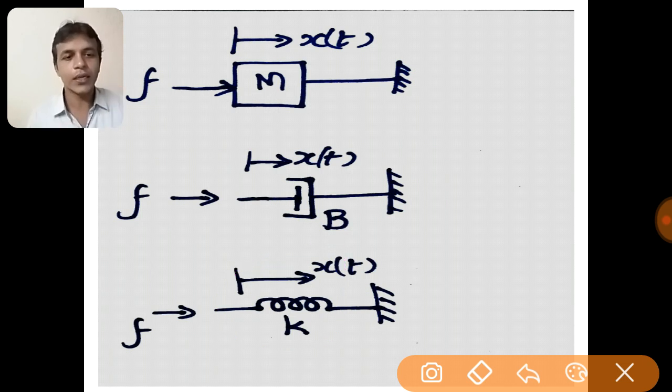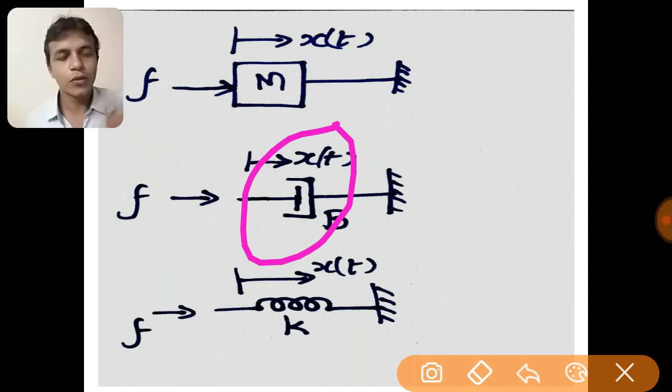The next one is dashpot. We know what mass is and we know what a spring is, but regarding dashpot, we are not much familiar with it. Here dashpot and spring work together in real-time applications. I will give you some illustrations with which you will understand that.